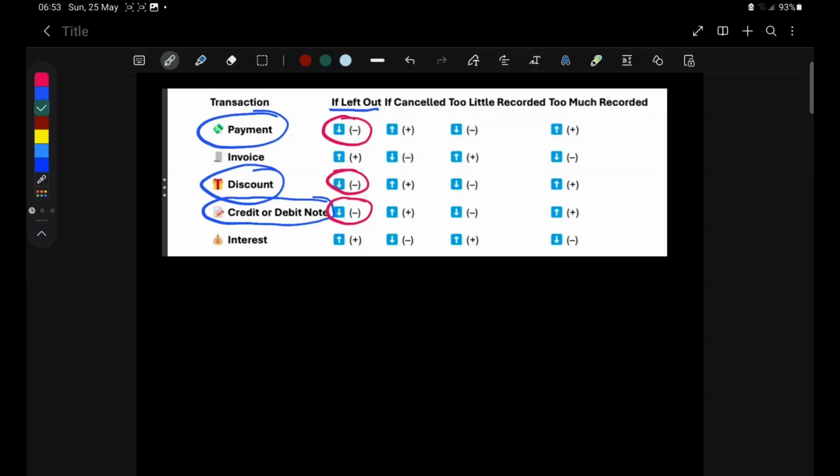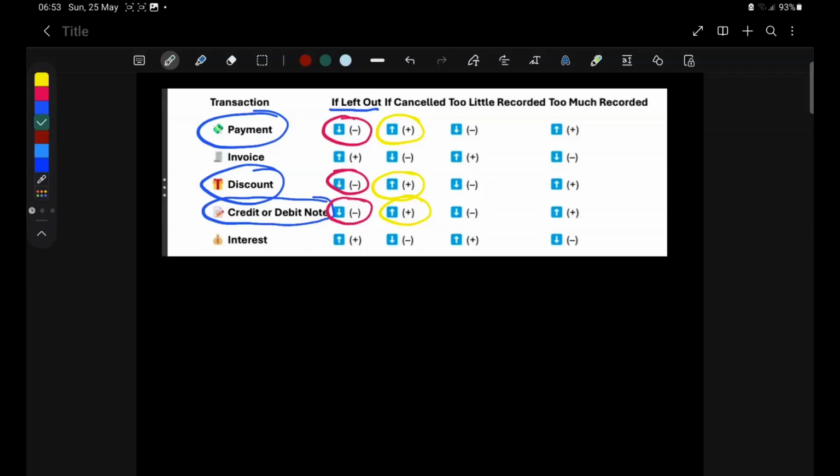Then, let's say I must cancel a payment. Normally a payment makes my account less. So when I cancel, it must make it more. A discount makes my account less, so if I cancel, it's the opposite. A return makes my account less, so if I want to cancel, I do the opposite.